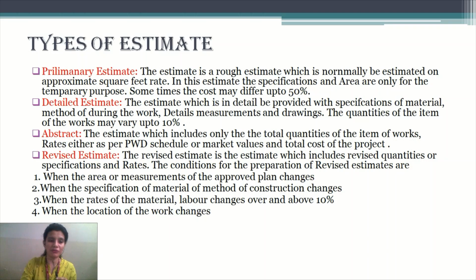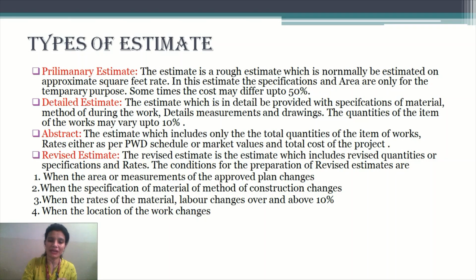So the third type of estimate is the abstract estimate. The estimate which includes only the total quantities of the items of work, with rates either as per the PWD scheduled rates or at market values. In this, we are finding out the total cost of the project work by simply finding out the quantities of the material that is involved in the project and what the different rates are. Rates may vary, that may be as per the PWD schedule rates or the local market values.